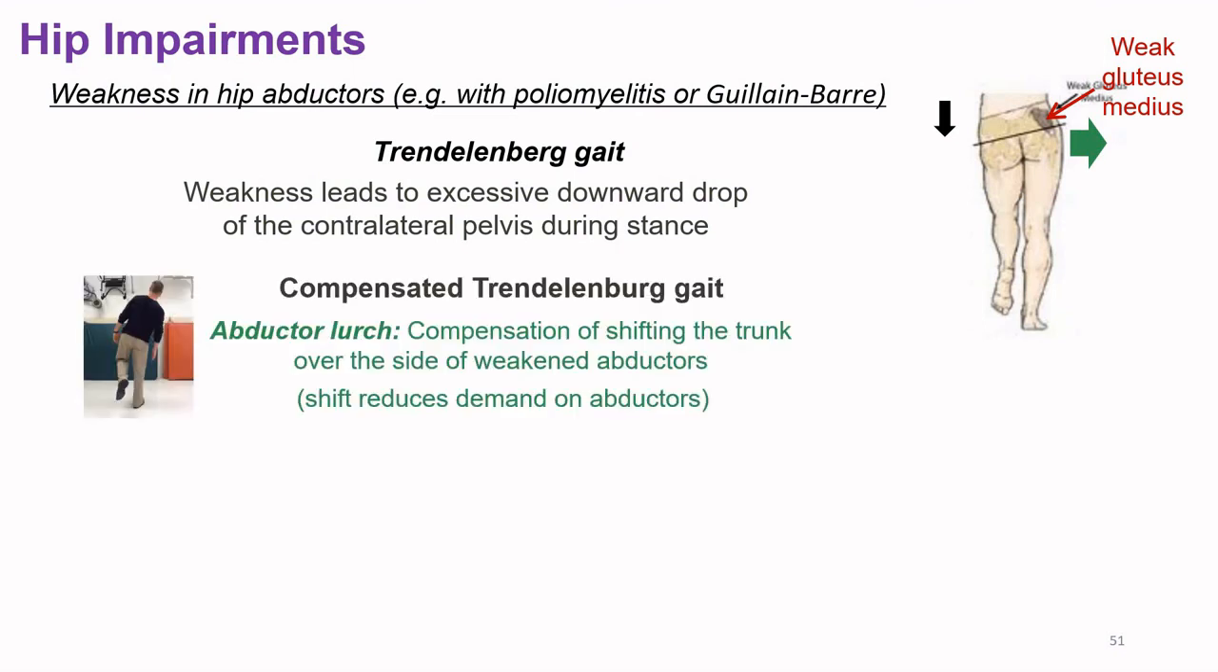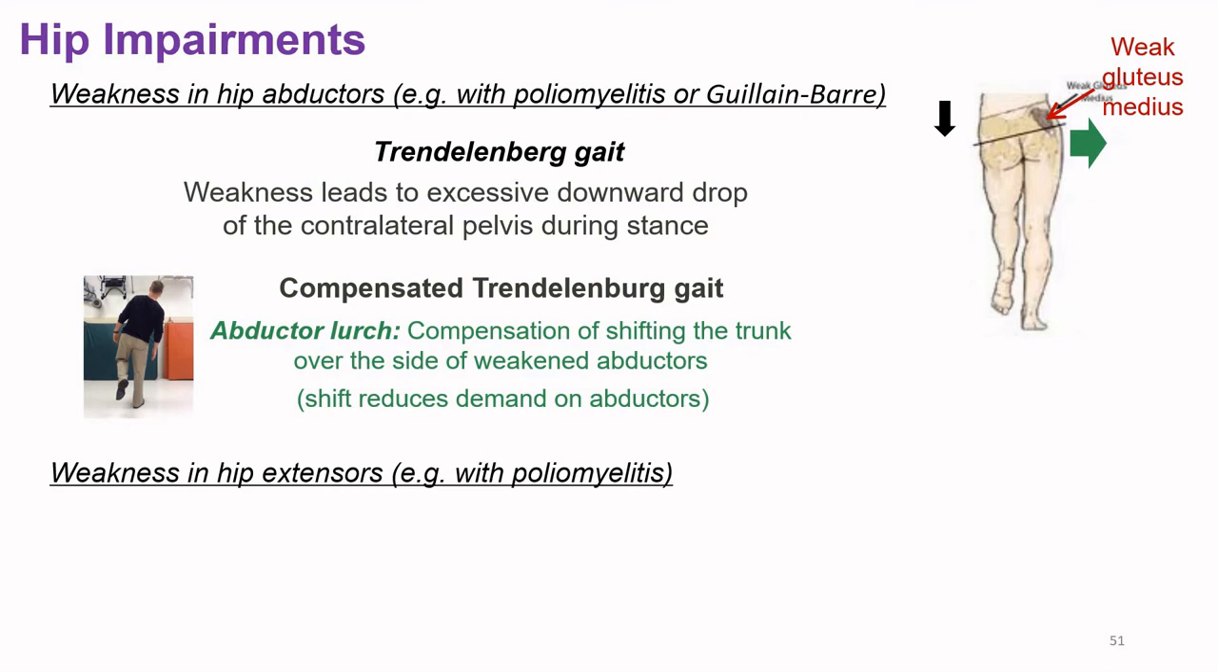In compensated Trendelenburg gait, we see the trunk lurching over onto the weakened side. Shifting the trunk over onto the side of the weakened abductors during the stance phase on the affected side can help maintain a level pelvis throughout the gait cycle. It also reduces the demand placed on the affected side abductors.